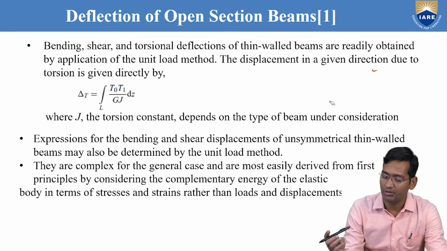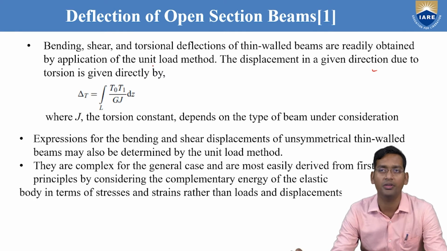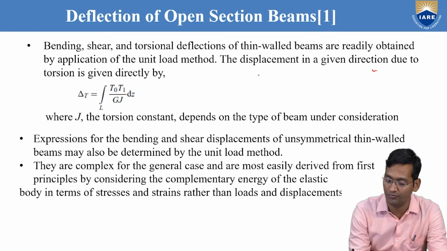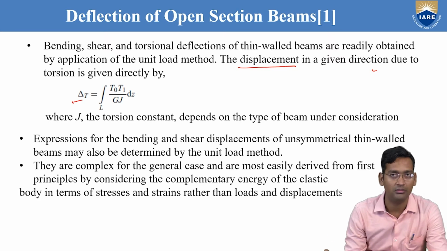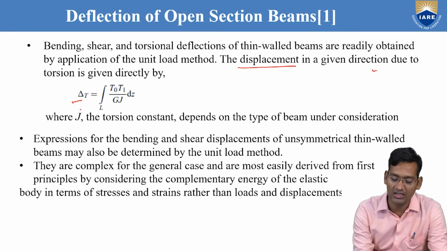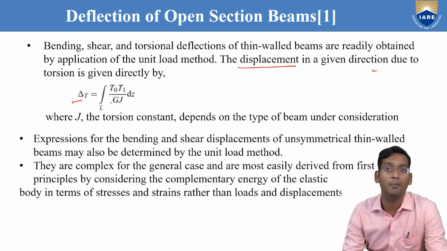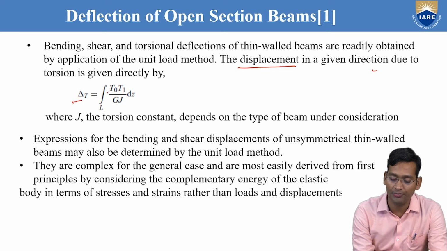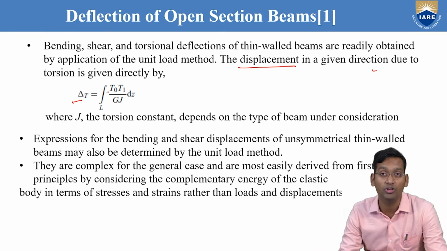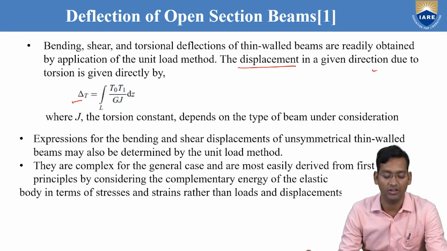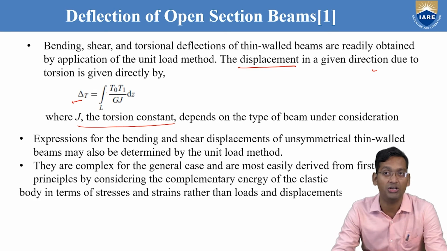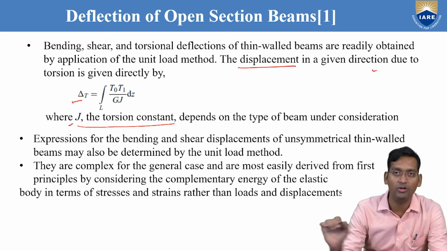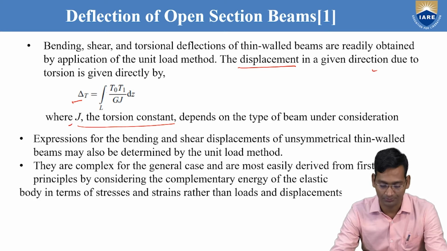Now we will use the unit load method again. The displacement in a given direction due to torsion is given directly by delta T, where T stands for torsion, equals the integral of T0 T1 by GJ dz. That is, torsion at zero and torsion by unit load, divided by GJ, where J is the torsion constant, which depends on the type of beam under consideration. So according to the type of beam we are considering, the J value will be there.